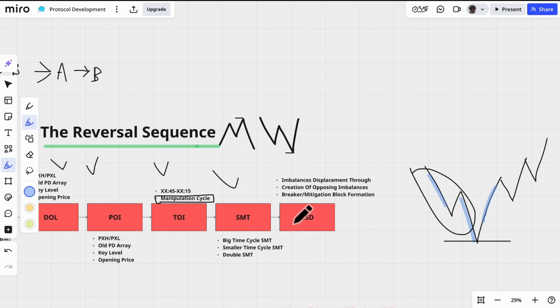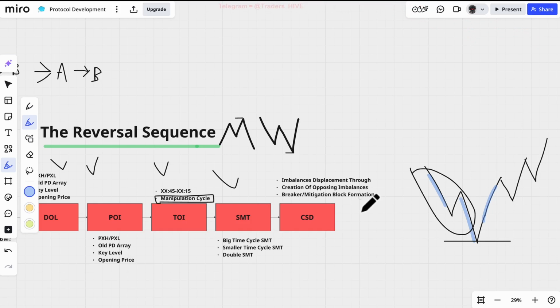Now, the third step, which we can be paying attention to confirm CSD, is a breaker or mitigation block formation. And the reason why a breaker or mitigation block formation is crucial is because it is required in order for a swing high or swing low to form. Meaning, every single swing formation either has a breaker or a mitigation block. There are no swings which form in any different shape or form. And that's something which I would like you to investigate.